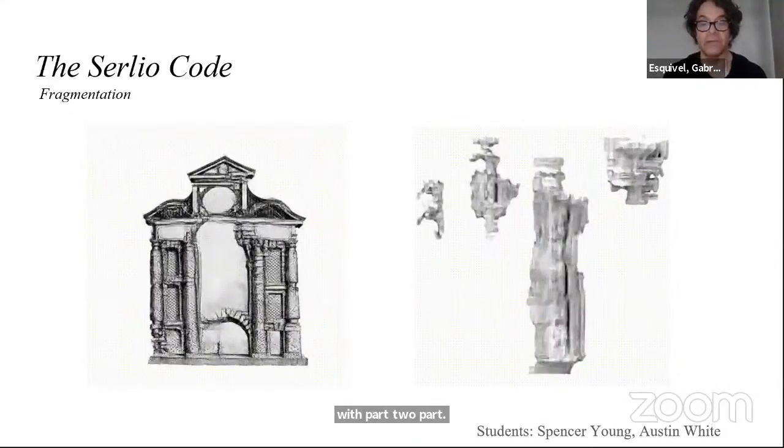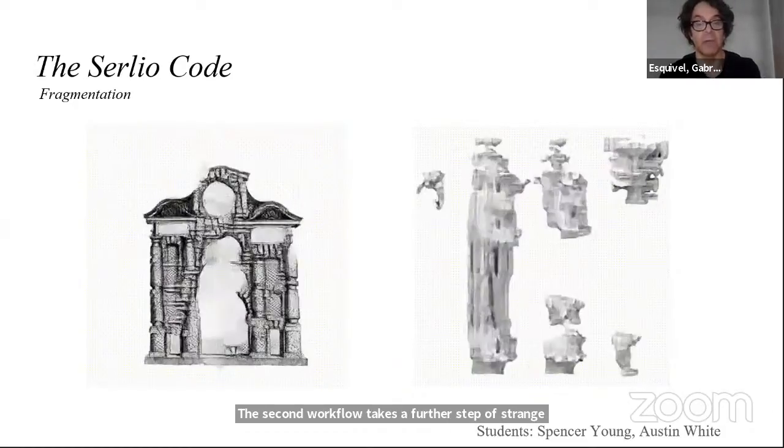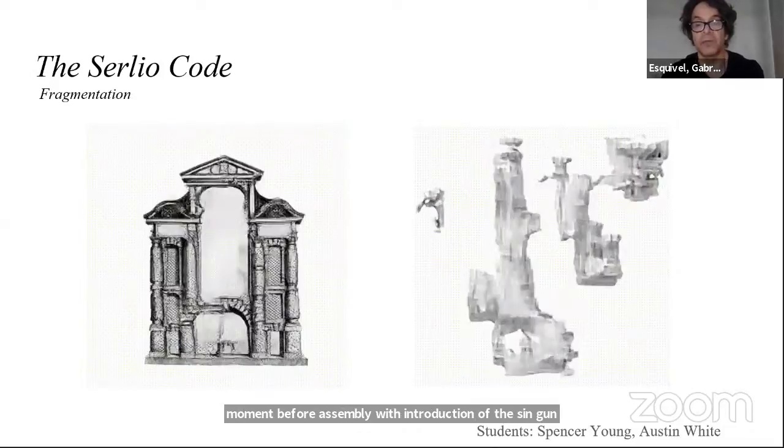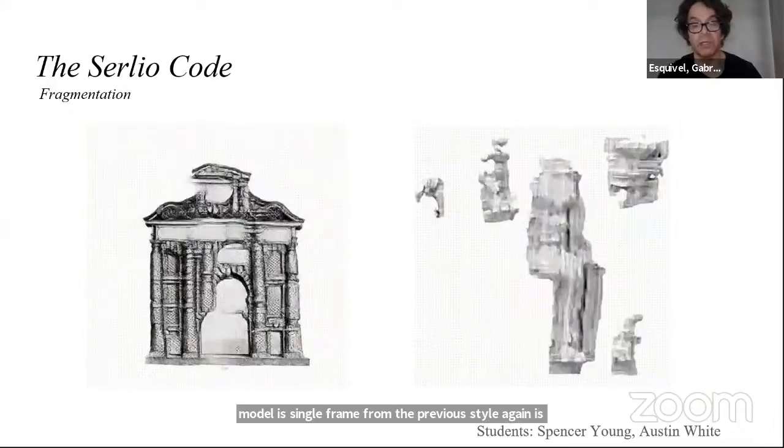The second workflow takes a further step of estrangement before assembly with the introduction of the SynGAN model. A single frame from the previous StyleGAN is strained using this model. The image is then fragmented, generating a new variety of set of profile frames.